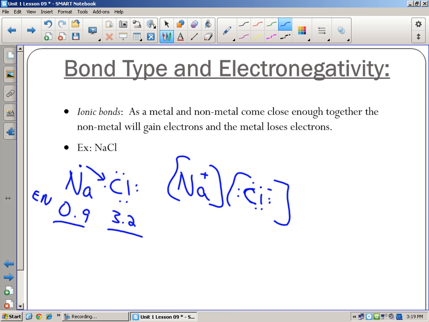So 3.2 basically indicates that it wants it with a force. You could use forces if you want to use physics, and we're going to do a little bit of physics later on. But chlorine says, hey, I really want those electrons. I have electronegativity at 3.2. Sodium has only electronegativity of 0.9. If you think about the scale of electronegativity, which goes from 0 to 4.0.